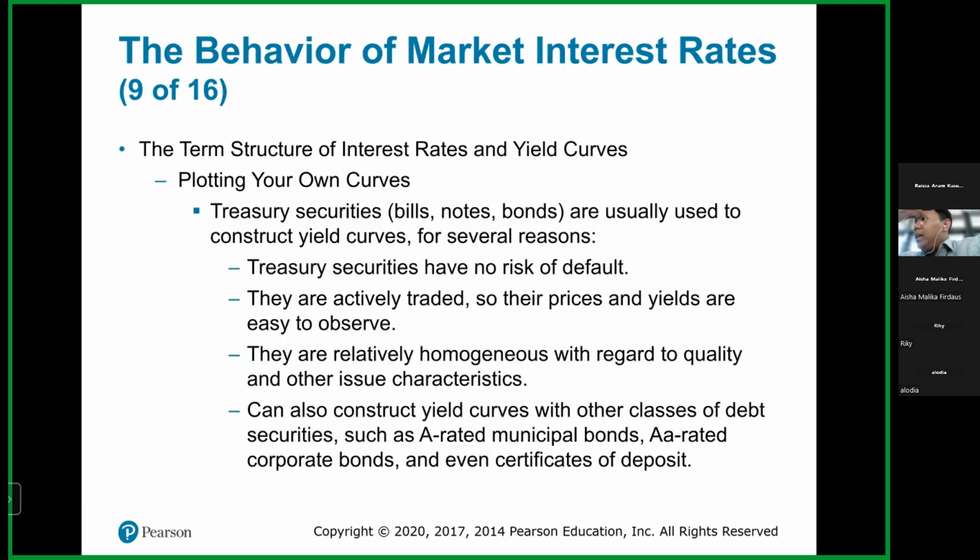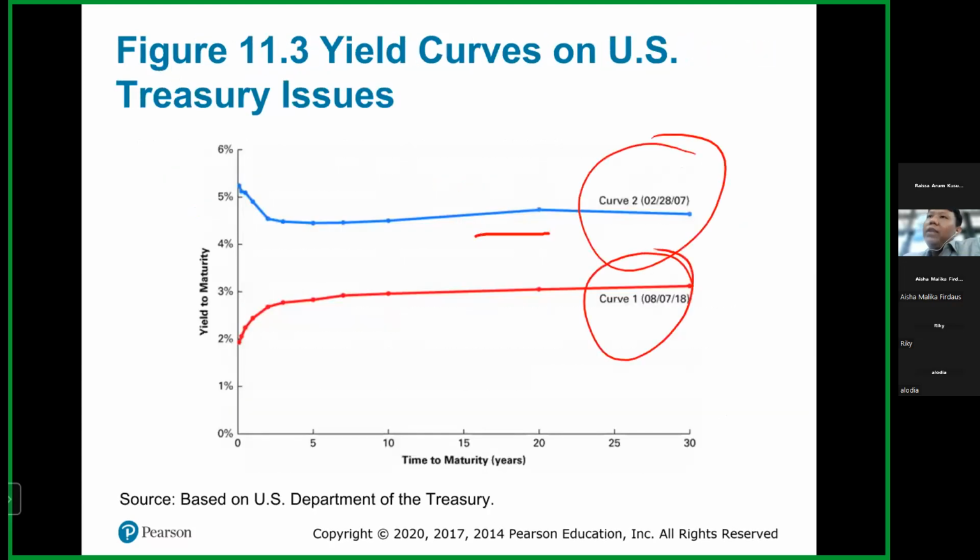So let's try to understand this. Treasury securities, bills, notes, and bonds, are usually used to construct yield curves for several reasons. So we use bills, notes, and bonds in order to graph this curve. We have two kinds of curves, the downward sloping and the upward sloping. There are some variables that will affect the shape, but let's first try to understand how this shape is built.